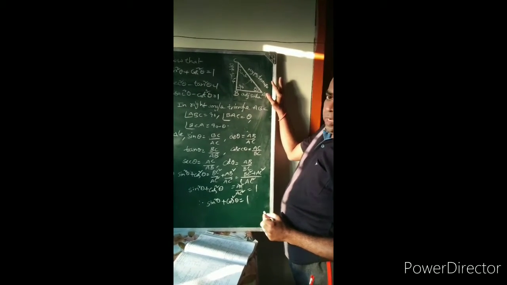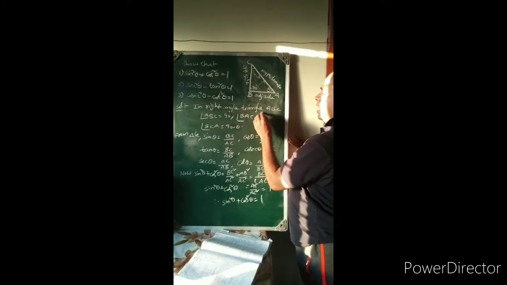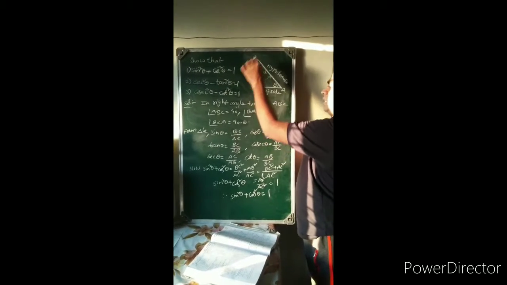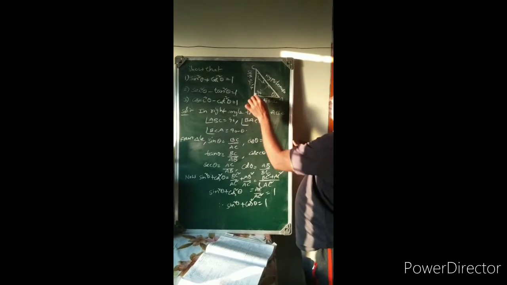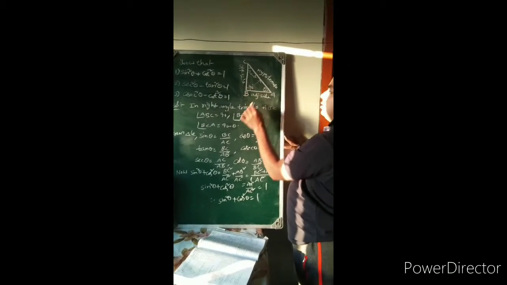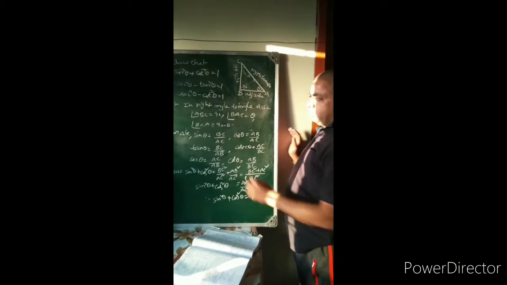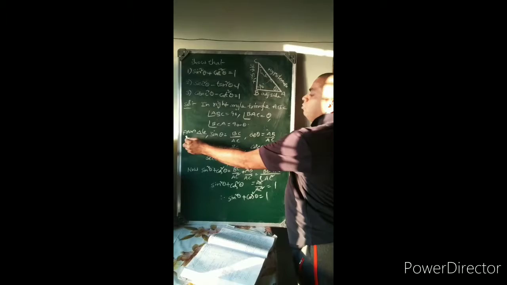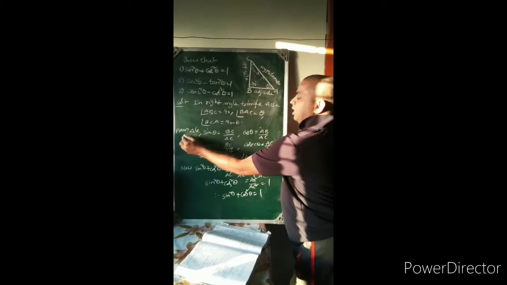According to the figure, I have given the values here. In right angle triangle ABC, angle ABC is equal to 90 degrees, angle BAC is equal to theta degrees, angle BCA is equal to 90 minus theta. Why? The sum of the three angles of a triangle is 180 degrees. So if you add these three, you get 180 degrees, from triangle ABC.